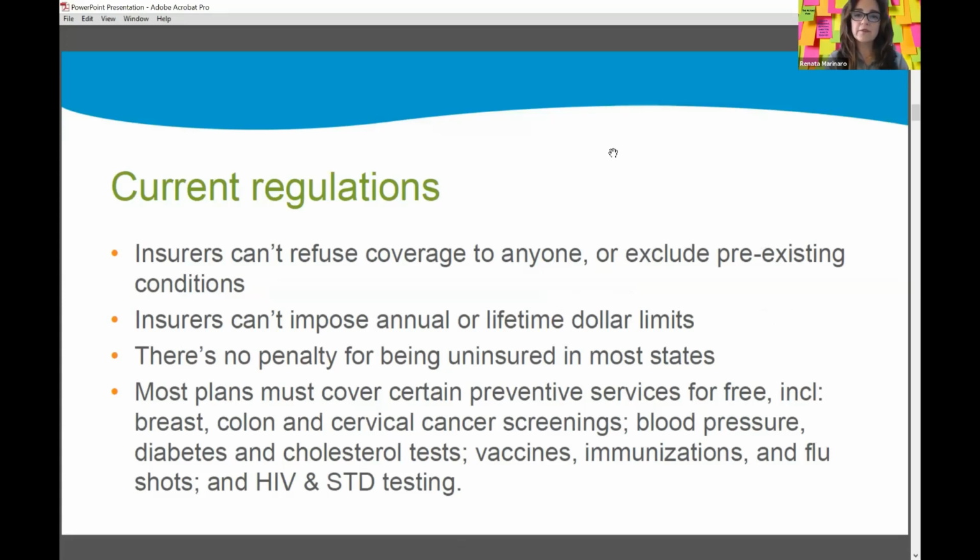There's no penalty for being uninsured in most states. Some states do have penalties. New Jersey has a penalty, for example, but Georgia does not. And most plans must cover certain preventive services for free, including mammograms, pap smears, colonoscopies, blood pressure, diabetes, cholesterol tests, HIV, STD testing. All of that stuff has to be covered if you're insured, pre-deductible.